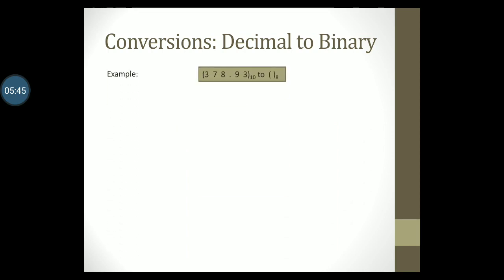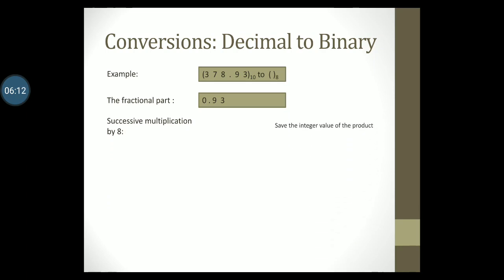Moving on to the fractional part of the same number, recollect that the fractional part of the number is 0.93. Just like converting a fractional decimal to binary where we do successive multiplication by 2, again refer to double-double method, we can convert a decimal number to octal by doing successive multiplication by 8 and saving the integer value of the product. So start by taking 0.93 and multiply it with 8. We get 7.44. Record the value of 7.